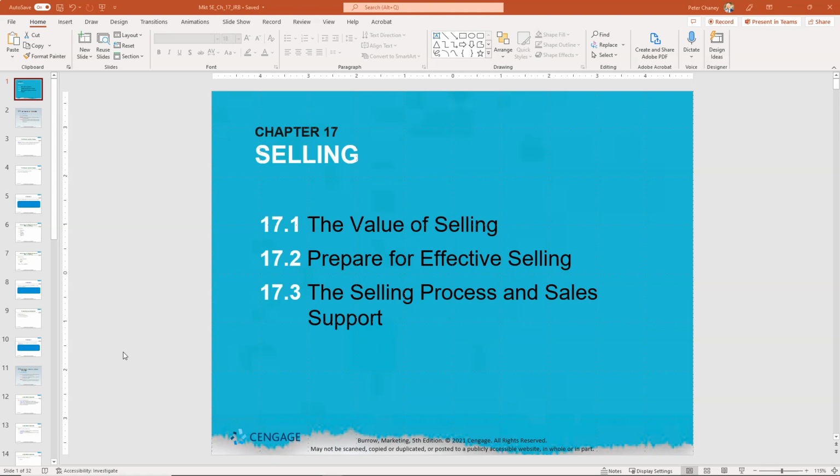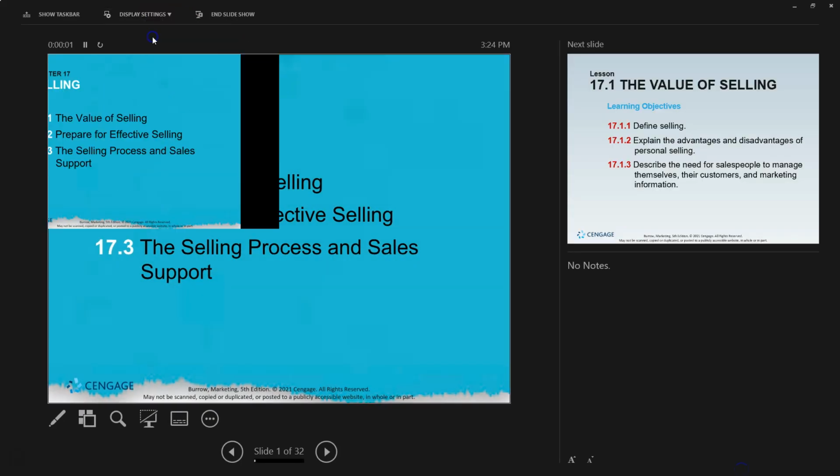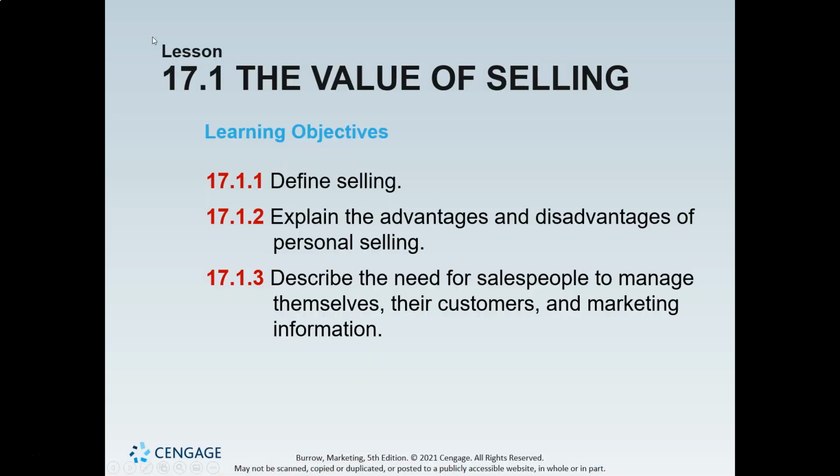We have 3 sections. 17.1 is the value of selling. 17.2, we're going to talk about preparing for effective selling. And the last section, 17.3, is the selling process and sales support. Let's get this full screen for you guys and let's go.